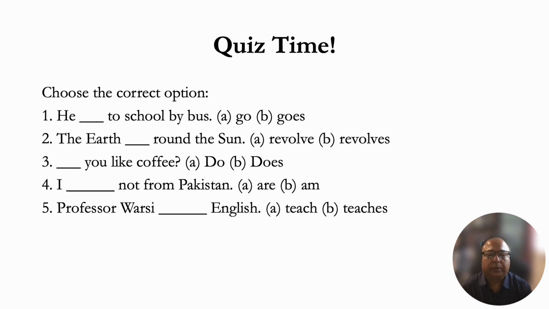Okay, so it's quiz time now. Choose the correct option. For each sentence, I have given you 2 options, and your task is to choose one. He blank to school by bus. You have A, go, B, goes. Okay, this should be easy, all right? Let's do this. Let's take this quiz quickly. We're so close to the finish line. Ready for the answers? Here are the answers. I'm sure you did really well on this quiz.